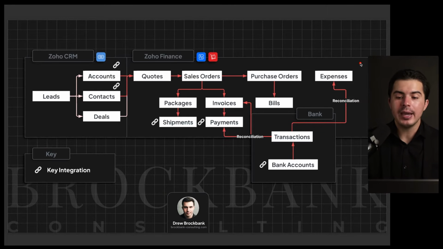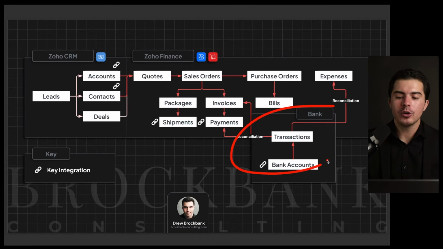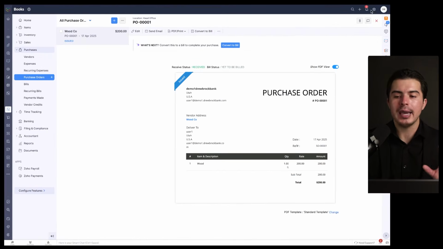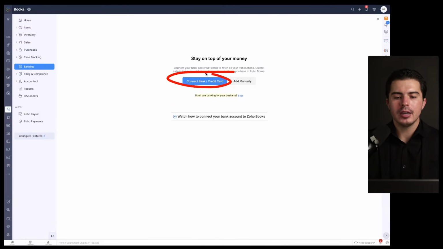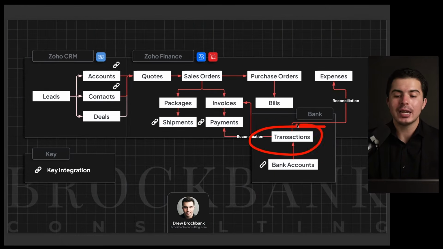Okay, now we have expenses as well. I talked a little bit about that. Those are bills you will pay, expenses you have paid. And then with your bank, you can hook up your bank, and you can do that by going over to banking. And then you can connect your bank or credit card. This is very useful because once you connect your bank, you can see here your transactions will start to come in. And when your transactions start to come in, then you can do reconciliation.